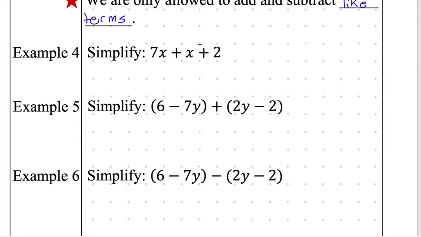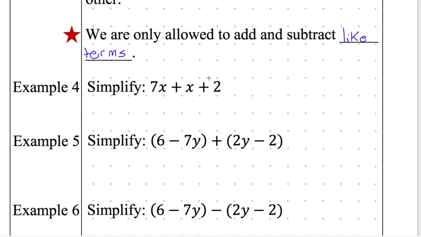So let's check out an example. 7x plus x plus 2. I need to find the like terms. Then I need to combine the like terms. Again, I'm looking for the same letter and the same power. Who can help me with example 4? Lorea, go for it. It is indeed 8x. And then I can't do anything with a 2, so there's my answer. There it is. Thank you, Lorea. 8x plus 2 is the answer.